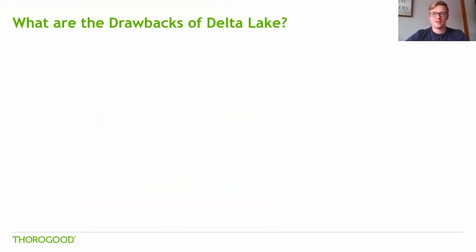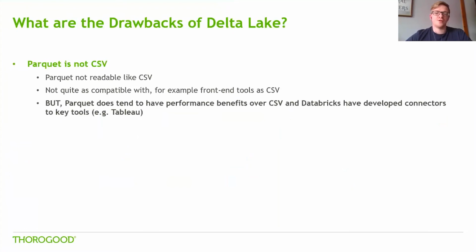So I've been pointing out everything that's brilliant with Delta Lake, but I should point out the disadvantages quickly. So first of all, it's not CSV. So it's lacking the usual benefits of CSV, human readability and compatibility as a data source, particularly for front-end tools. However, CSV versus Parquet is a debate older than Delta Lake itself, and Parquet has its own storage and performance benefits. Plus, Databricks have helped develop connectors, which make front-end reporting a lot easier with Parquet sources.